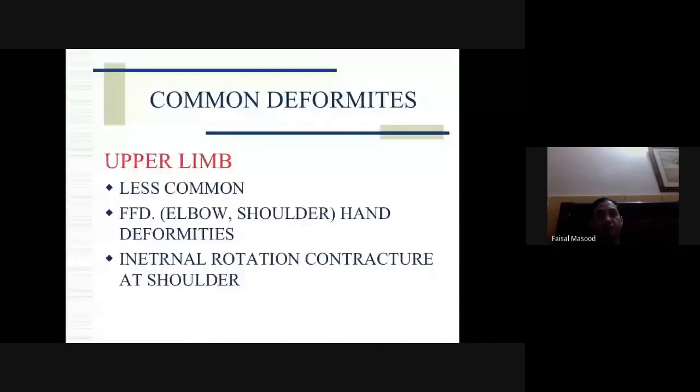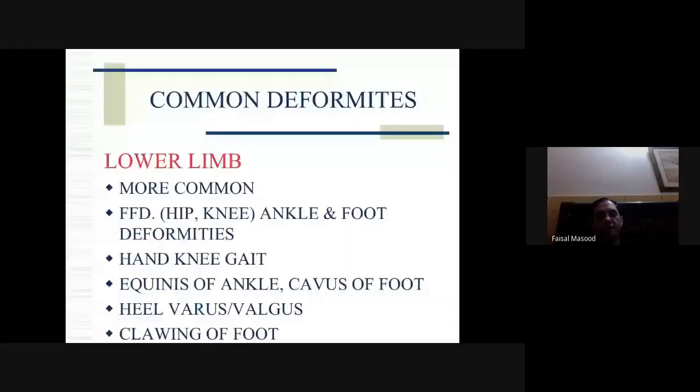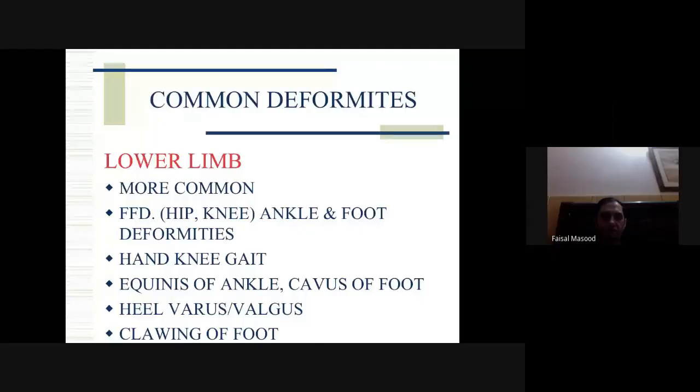Most common is fixed flexion deformity of the elbow, shoulder, and hand, and then internal rotation contractures at the shoulder. In the lower limb, more common is fixed flexion of the hip, ankle, and foot, hand-on-knee gait, equinus of the foot, cavus of the foot, heel varus, lying of the foot.